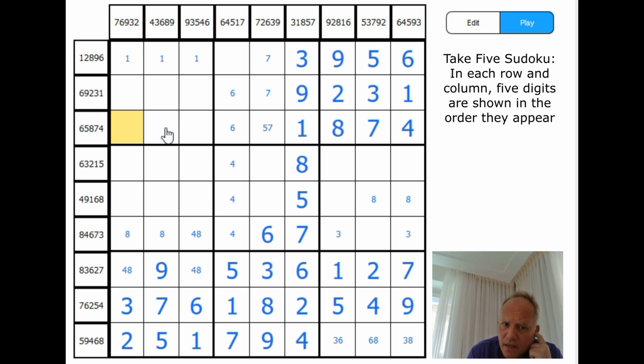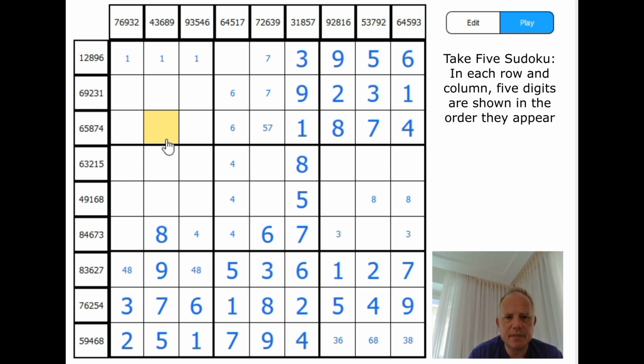Okay. Now, how about down here? The 9 isn't very late, so 8 must be in one of those two cells. And in fact, it can't be in that one because of its own clue. So 8 is there. 4, 3, 6, 8.